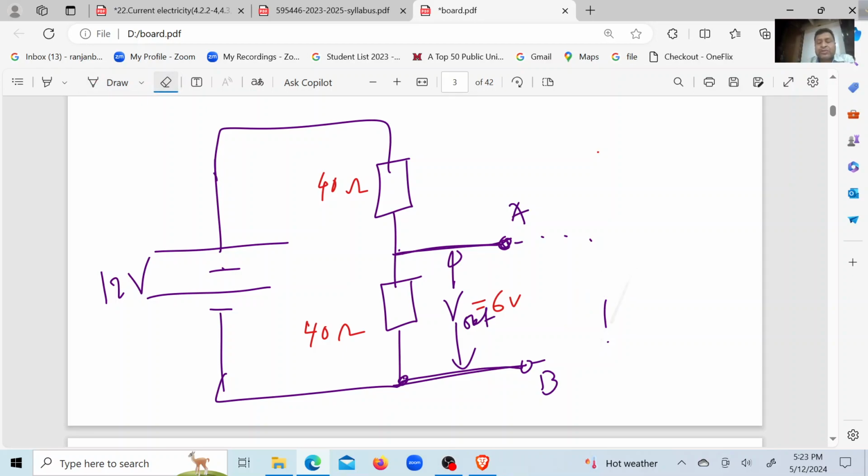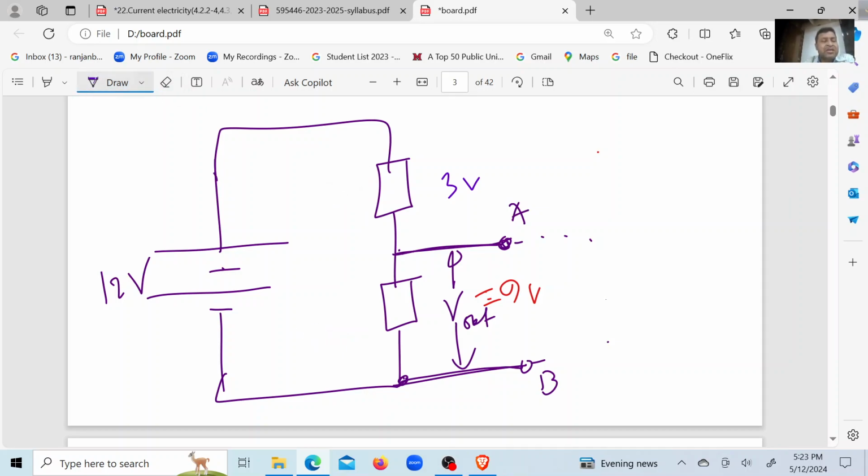Now, if you want to change the ratio, as for example, you want 9 volt now, what will be the choice? You have to change the resistance values, right? You can do two things. You can change this one to 20. You want 9 volt, right? It is 1 is to 3, right? 3 volt will be here. So the resistance ratio will be 1 is to 3.